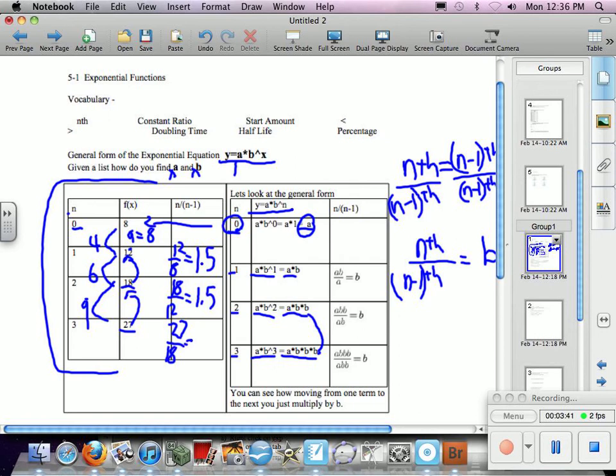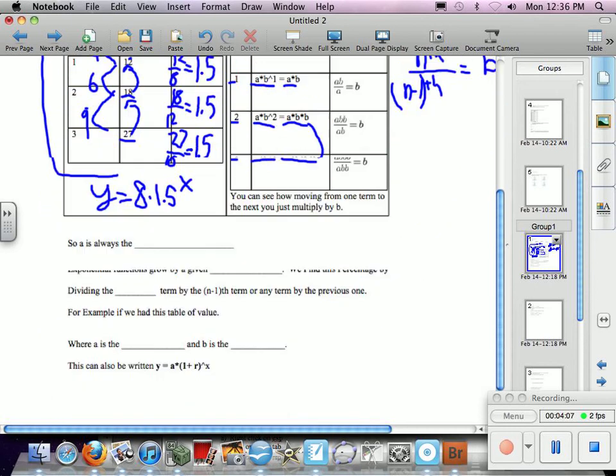And I get 1.5. So because those are the same, I know that this is an exponential function, and this is my b. So now I can write my equation, y equals a, which is 8 in this instance, times 1.5 to the x. And there we have it. So let's go down through the notes and see what else we got.